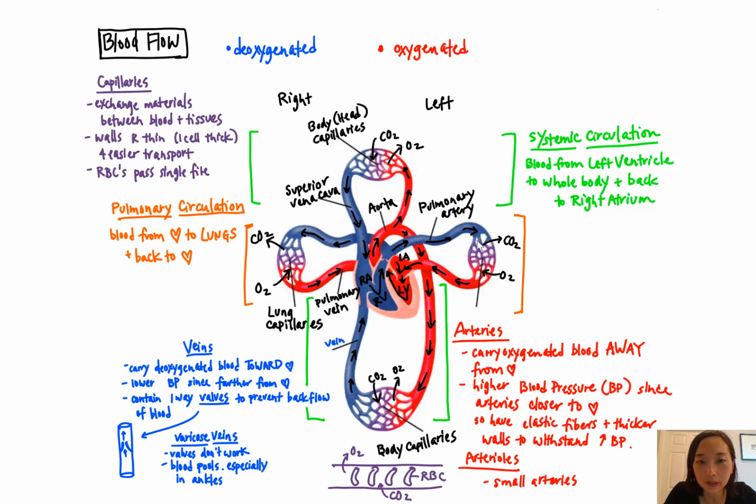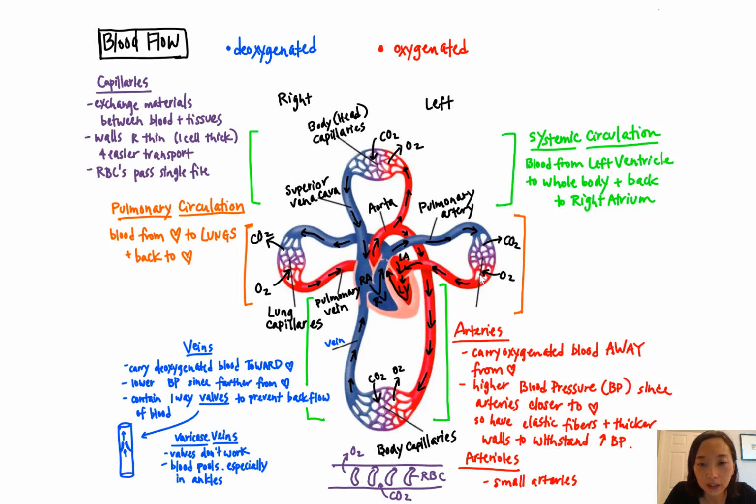Okay, so these are a capillary network where the actual exchange of materials takes place. So they're very, very thin walls, and there's lots and lots of capillaries all throughout, so that you can drop off CO2 and pick up oxygen. So as a whole, this circulatory system that's going from the right side of the heart to the lungs and then back to the left side of the heart is referred to as pulmonary circulation. Okay, so blood from the heart to the lungs and then back to the heart.